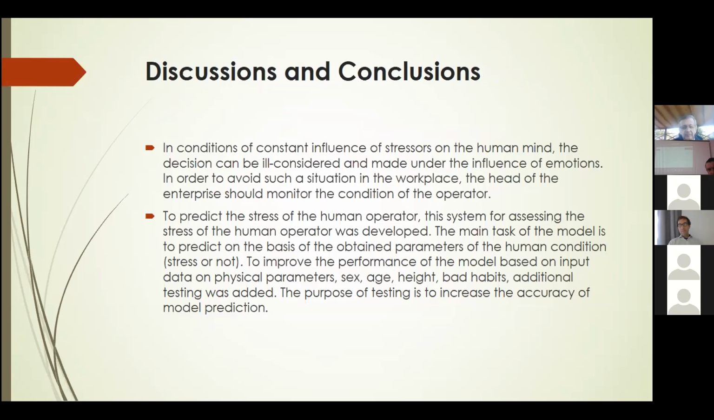And in conclusion, under the constant influence of stressors on the human mind, decisions can be ill-considered and made under the influence of emotion. In order to avoid such a situation in the workspace, the head of the enterprise should monitor the condition of the operator. To predict the stress of the human operator, the system was developed. The main task of the model is to predict, on the basis of the obtained parameters of the human condition, whether there is stress or not, and to improve the performance of the model based on input data of physical parameters like sex, age, height, bad habits. An additional test was added. The purpose of testing is to increase the accuracy of model prediction.